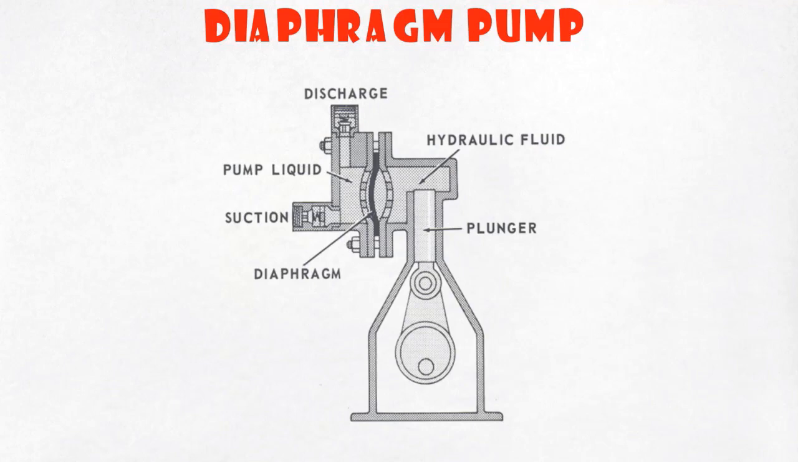The flexible diaphragm maintains some pressure on the suction liquid. A liquid is least likely to flash into vapor at the suction of a diaphragm pump. It can work on low NPSH.